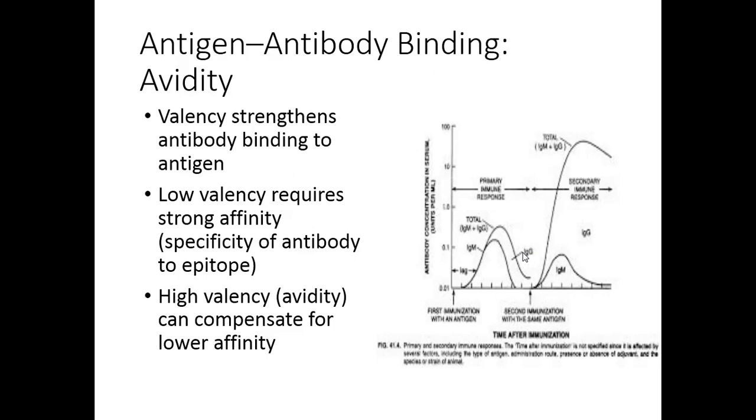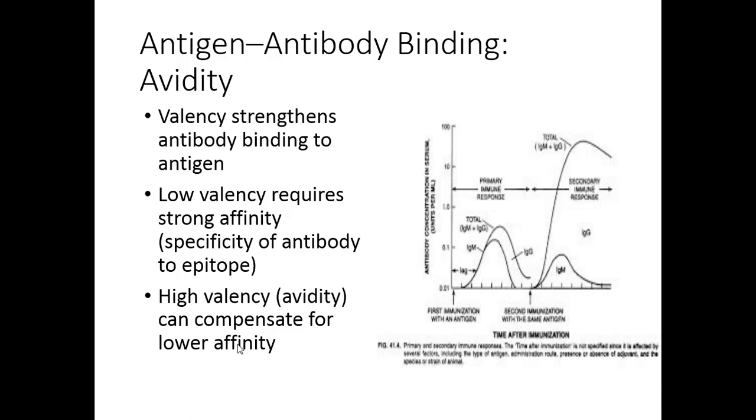If you have a low valency, you need a strong affinity. So if you have that low avidity, you need a high affinity. In reverse, if we have a low affinity or a low specificity, a bad lock and key, we can overcome it just by the brute force of having high valency, a lot of stuff sticking together.